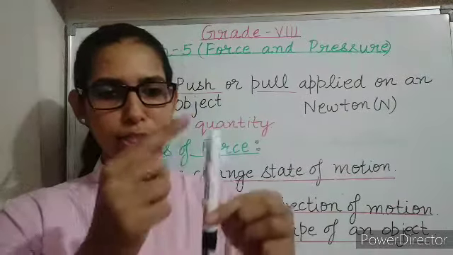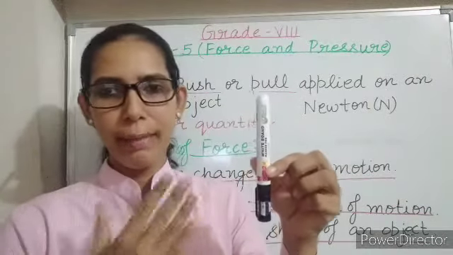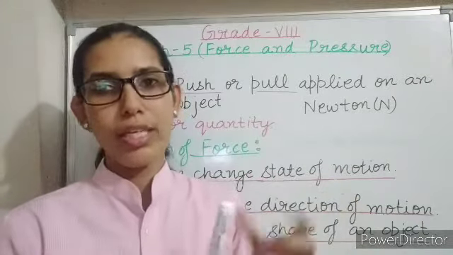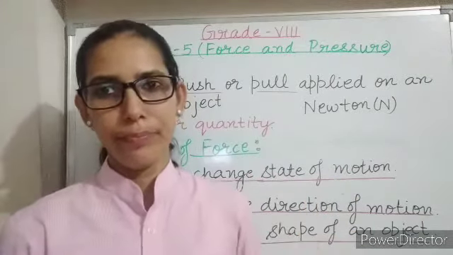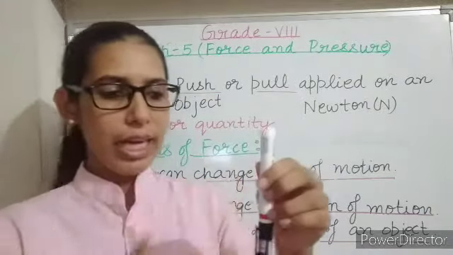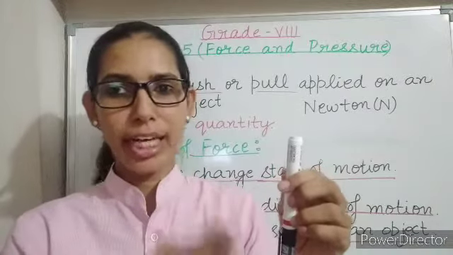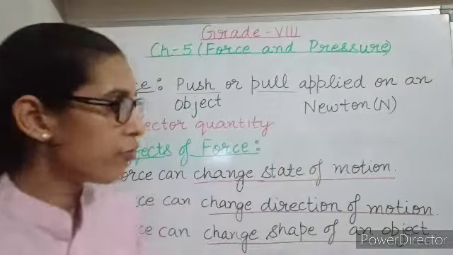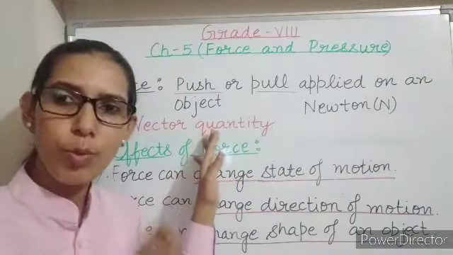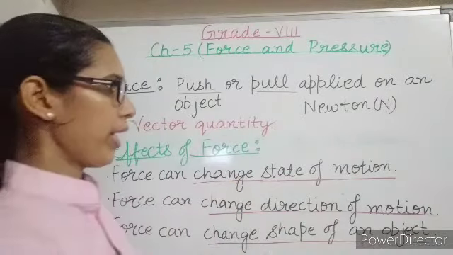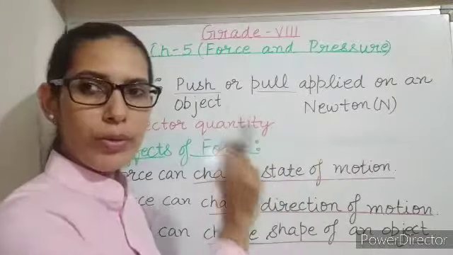Like, if I measure the length of this marker, I say that the length of the marker is 10 centimeters. So length is a scalar quantity. Why? Because here the unit only has a magnitude. Here direction is not required. But force is a vector quantity. It has both magnitude and direction. And the unit of force is Newton.